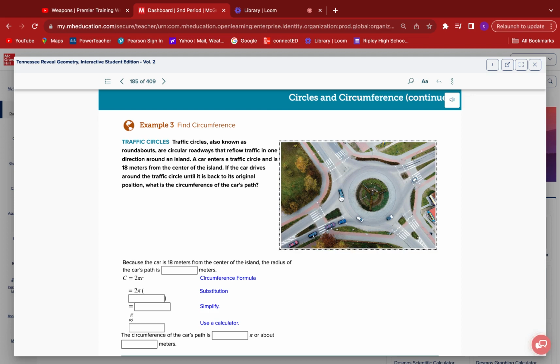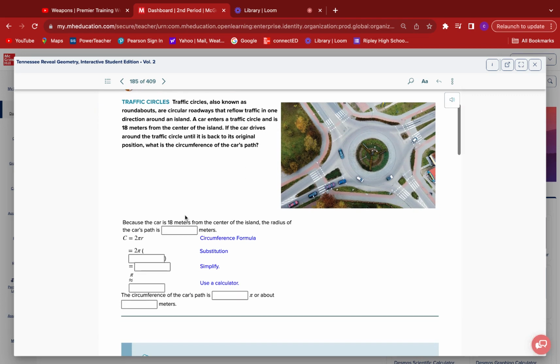All right. So if they enter and it is 18 meters from the center, that means the diameter would be double 18. Because the car is 18 meters from the center, the radius of the car's path is 18. So we're going to multiply 2 times pi times 18. And 2 times 18 is 36 pi. And so 36 times pi, and it says to use a calculator.